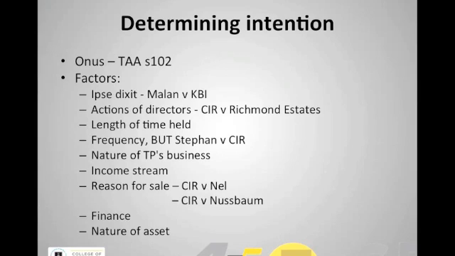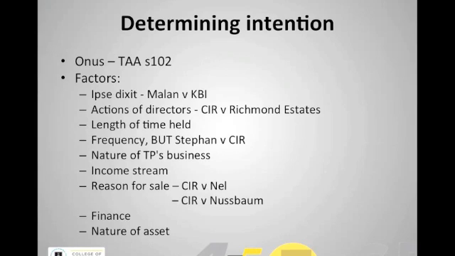Now, the factors that might be considered in determining the taxpayer's intention include the following. None of these is decisive, but together they would be weighed in determining the taxpayer's intention. The first, in Milan versus KBI, the court said that we would look at what the taxpayer's stated intention was. We would look at his or her ipse dixit, what he himself says. That's not to say that the taxpayer can say whatever they want and that will automatically be the result, but it is a consideration. The court also said that they wouldn't take that statement lightly, but they would then scrutinize and examine it.